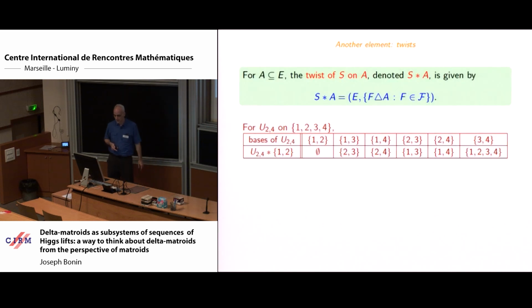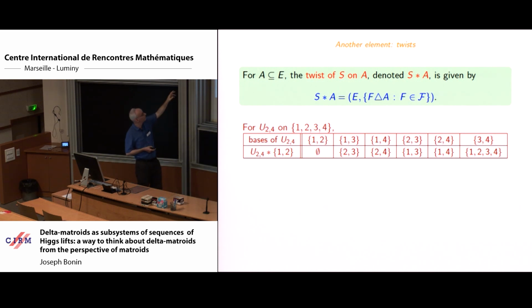Okay. There's another important operation, generalizing one that Goran mentioned. He mentioned the dual. There's the twist, or partial dual. If you take a set system and you take a subset, you just replace every feasible set by its symmetric difference with that fixed subset.